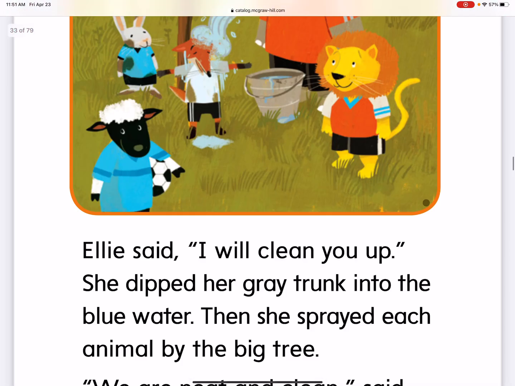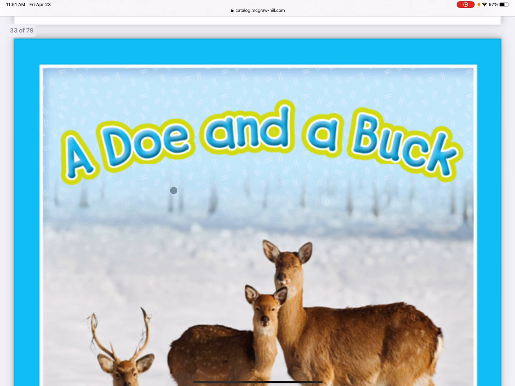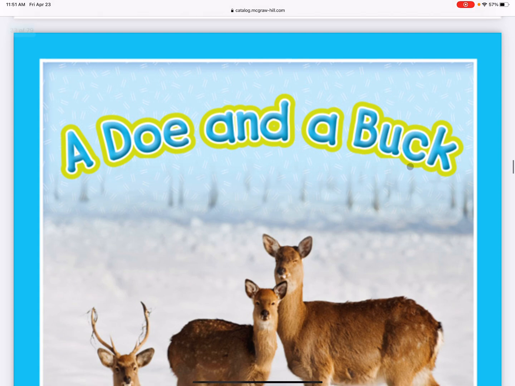A doe and a buck. We know a doe is a girl deer, and we know that a buck is a boy deer. So we learned something new today.